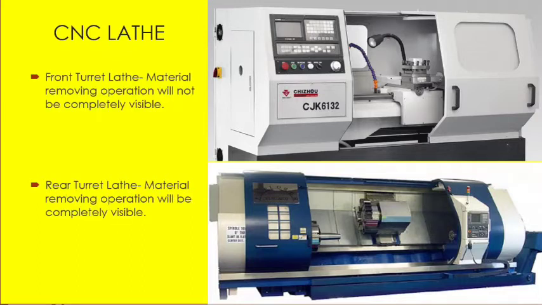Some machines come with front turret option which blocks visibility of the cutting operation. But if the turret is rear mounted, then operator can clearly view the material removal operation. Upper image shows front turret machine, whereas lower image shows rear turret machine. Rear turret CNC lathe machines are widely used in industries.